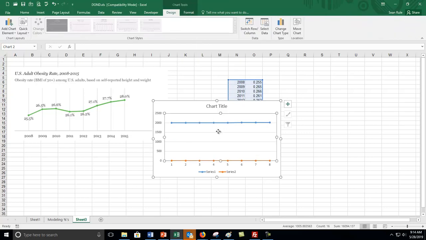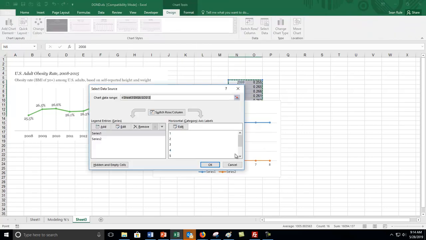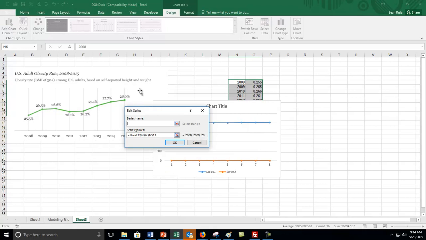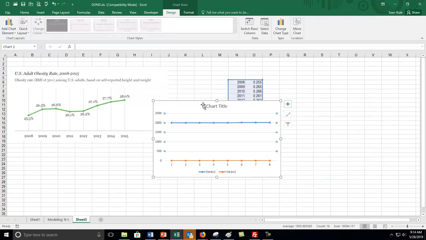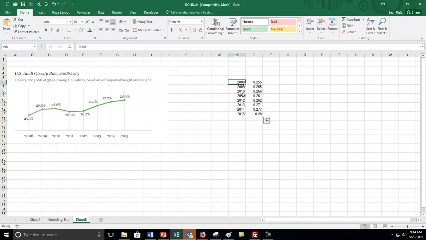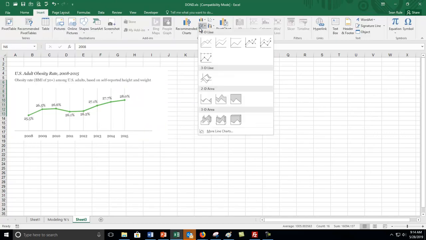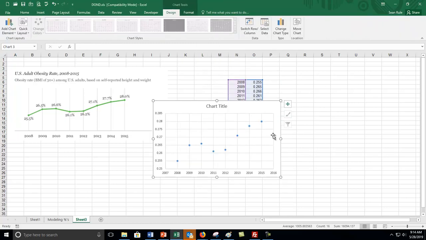Yep, and it's being a little bit annoying, so I'm going to have to reselect the data here. We're going to edit. It's got me having two. I don't like that. Here, let's do it this way instead. Sorry. I'm going to start with a scatter plot. Scatter plot. There we go. There it is right there.